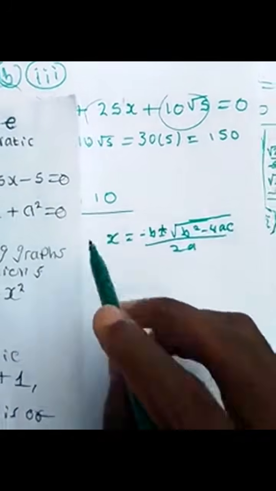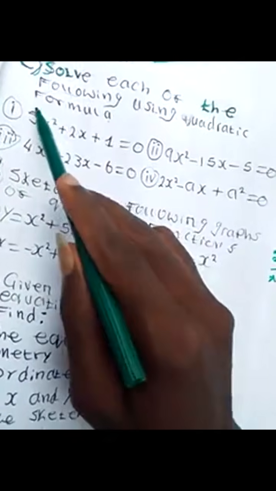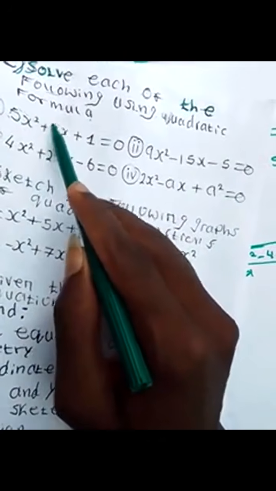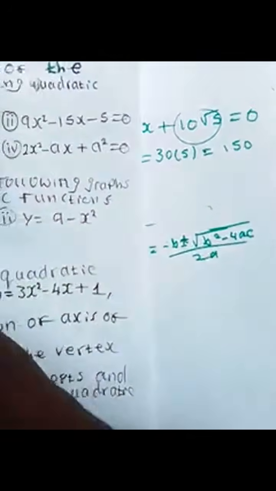So just start plugging in. What is a? a is the coefficient of this one, which has x power 2. b is the coefficient for this one. c is what is found here. Just plug in and solve. Okay, there's nothing hard here.